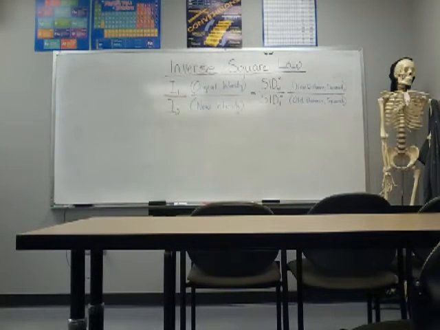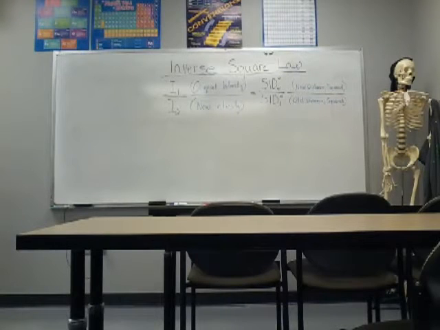You see here I have the formula up. It's I1 over I2. I1 is the original intensity, and I2 is the new intensity. Then on the other side, which is the distance, I1 over I2 is equal to SID2, or the distance 2, over the distance 1, which is the original distance.